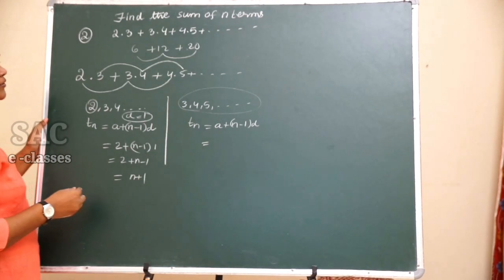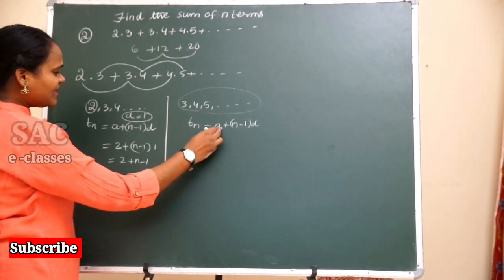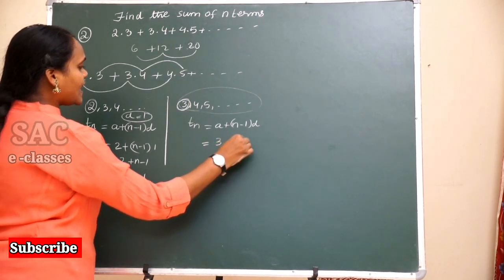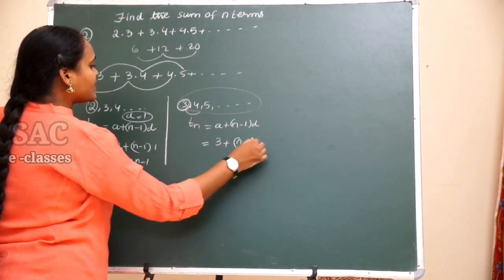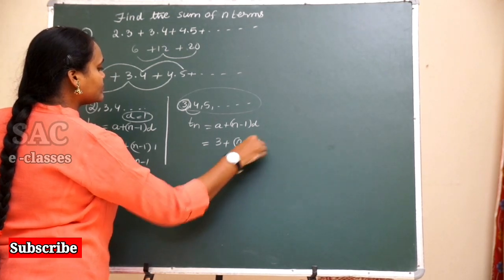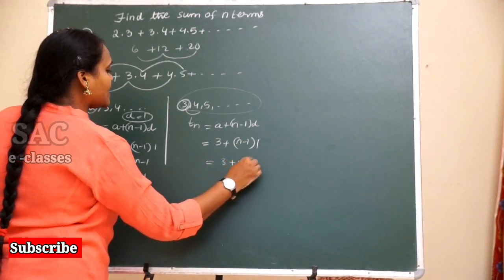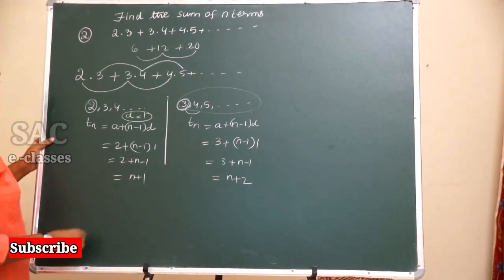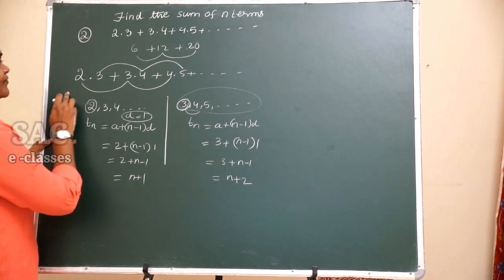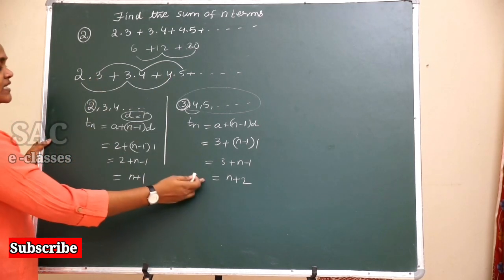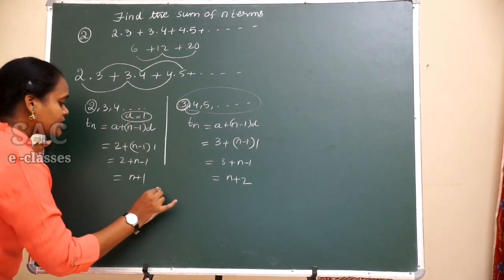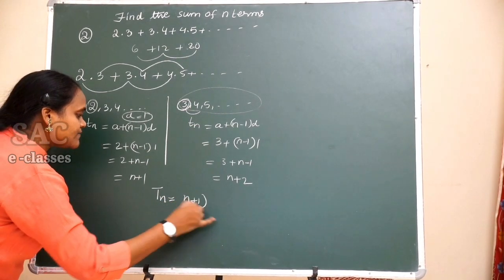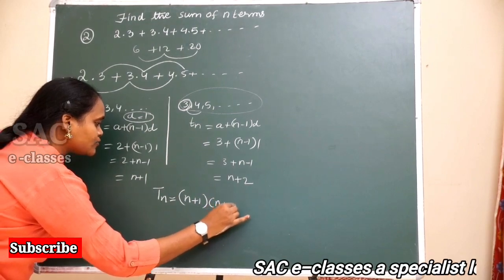What will we do now? The first term of this AP is 3, plus n minus 1 into the common difference, which we got as 1. So 3 plus n minus 1 gives n plus 2. We got the nth term of the first set of numbers and the nth term of the next set of numbers. So the nth term of the entire series is n plus 1 into n plus 2.